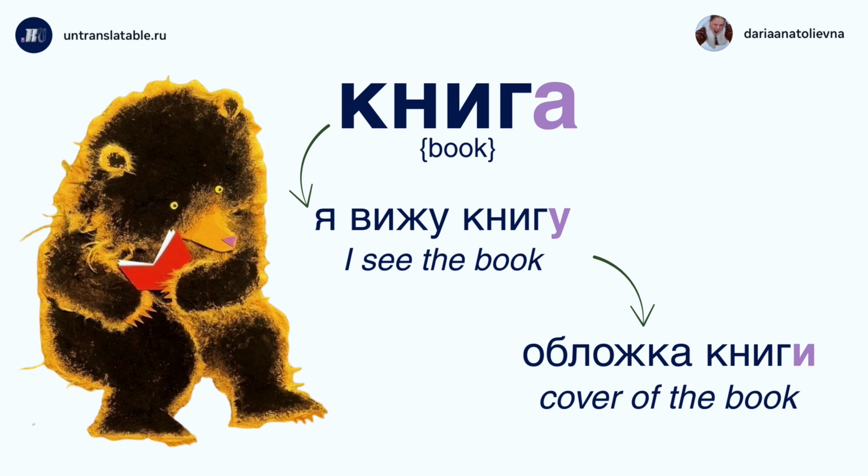So, if you say, I see the book, we need to change the ending of книга to книгу. And if you want to talk about the book's cover, you would say обложка книги, cover of a book. Here, книги is a different ending again. It's all still the word book, but the ending swaps around depending on the meaning. Sounds quite complicated, right? That's not it.